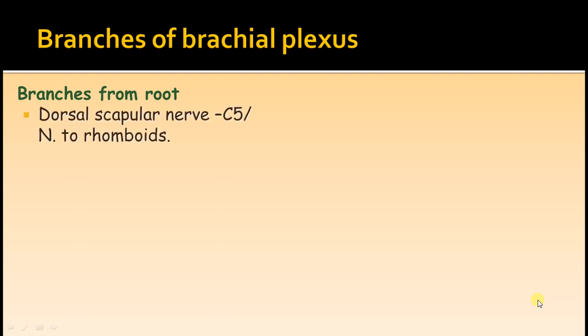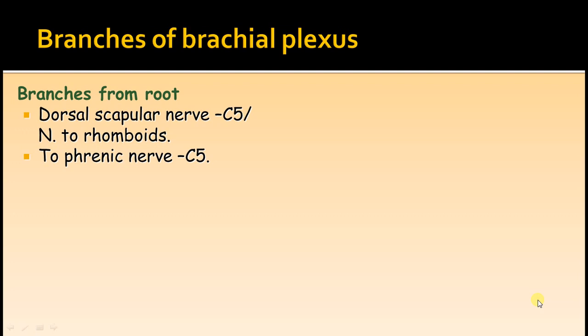So we will see the branches from the root stage. The first branch is the dorsal scapular nerve, or the nerve of the rhomboids, which is going to supply your rhomboid minor and rhomboid major muscles. Then it gives a small contribution to the phrenic nerve, which is the motor supply to your diaphragm.